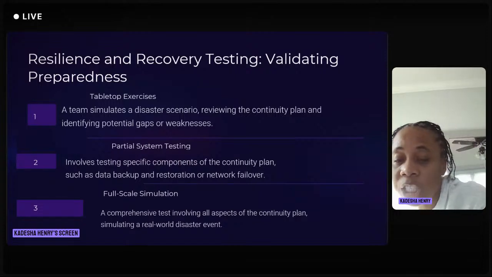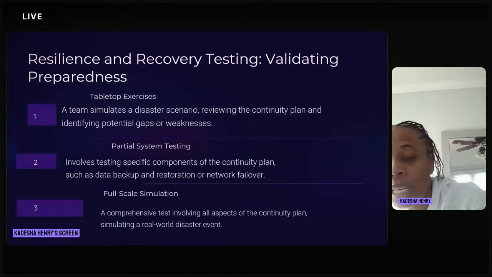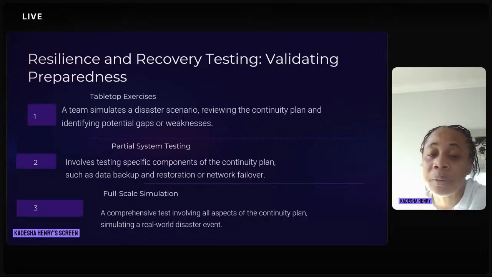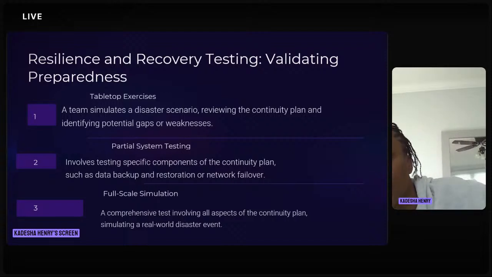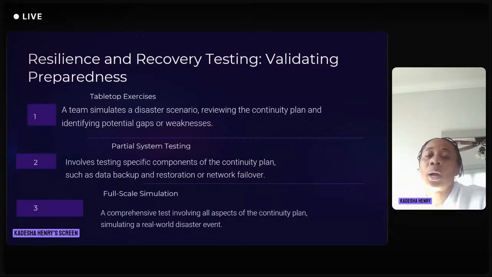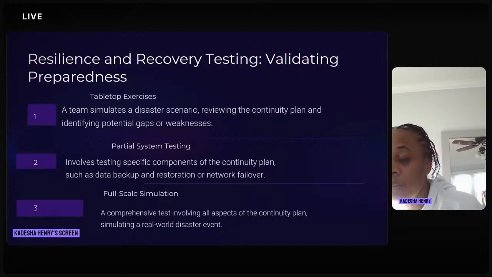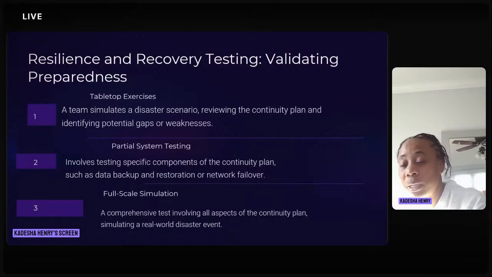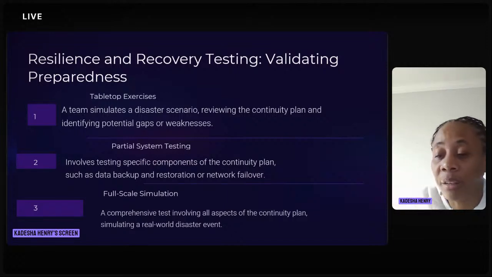And then we have partial system testing. It involves testing specific components of the continuity plan, such as data backup restoration or network failover. So we test some part of the continuity plan that we have in place. And then we have the full-scale simulation, which is a comprehensive test involving all aspects of the continuity plan and simulating real-world disaster events. So that's what they do in resilience.